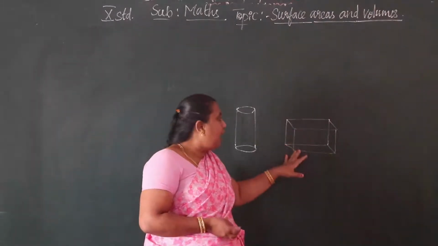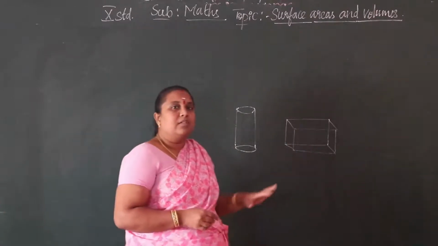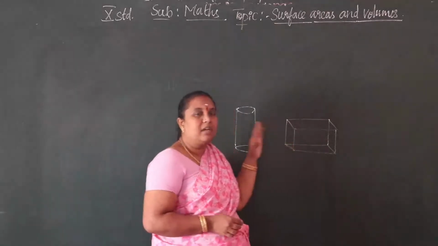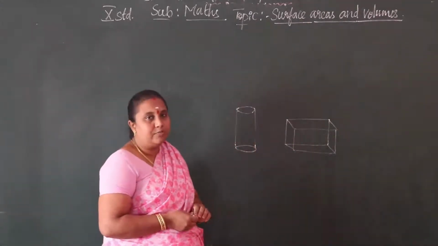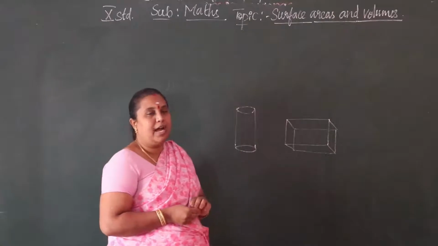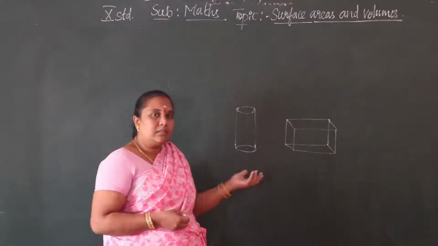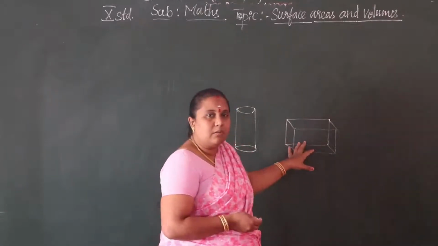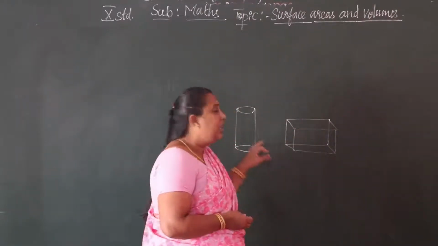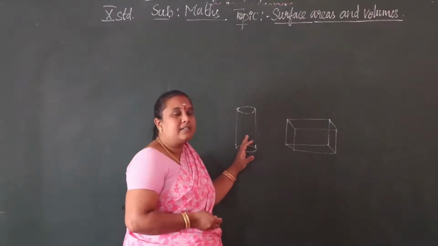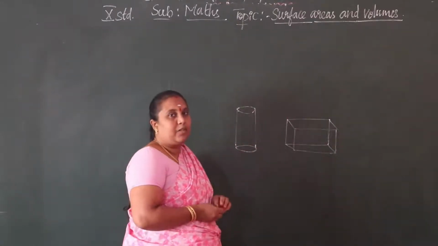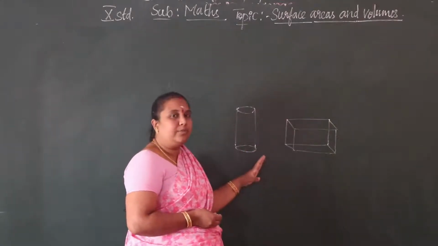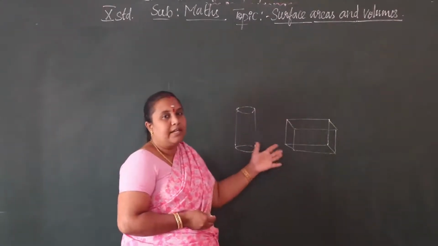They gave the length and breadth. To find the height, we have to compare these two volumes and find the height of the cuboid. Or otherwise, the volume of the cuboid is given, and here we want to find the radius of the cylinder. They gave the height of the cylinder and we want to find the radius of the cylinder.